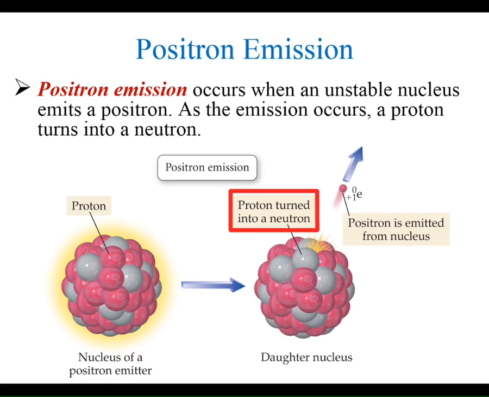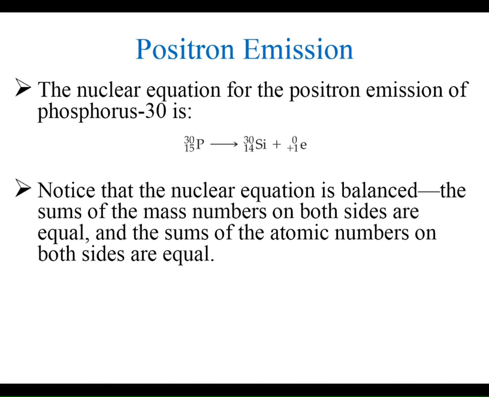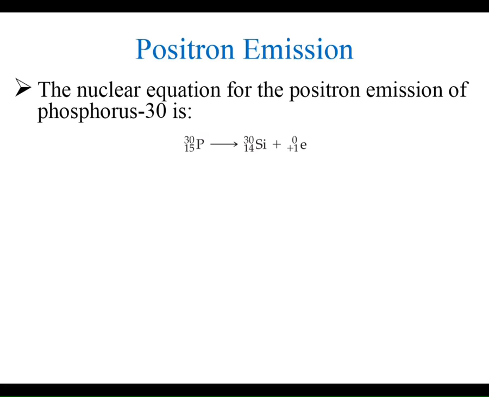So let's write a reaction for that now. Now our symbol, instead of 0, -1, is going to be 0, +1. But it all works the same, it all adds up. So here, phosphorus-30 goes to a positron, what else would it leave behind? If that's 15, that's 1, it must be 14. Same deal. If that's 30 and that's 0, that must be 30. So, silicon-30.